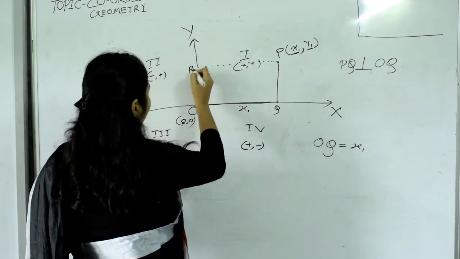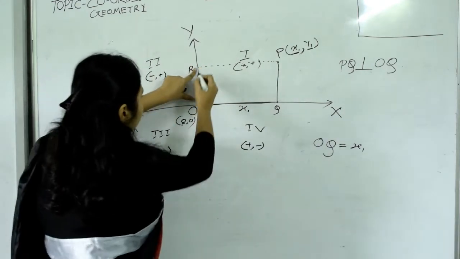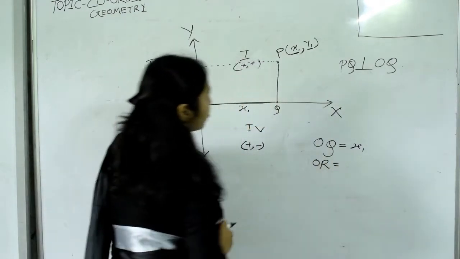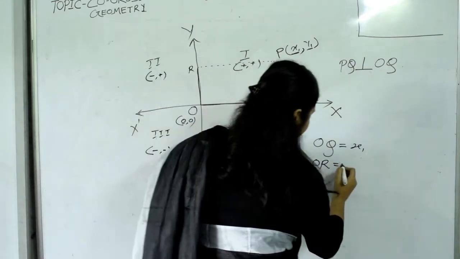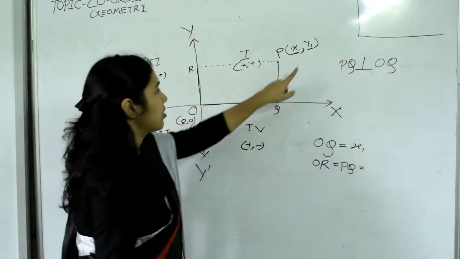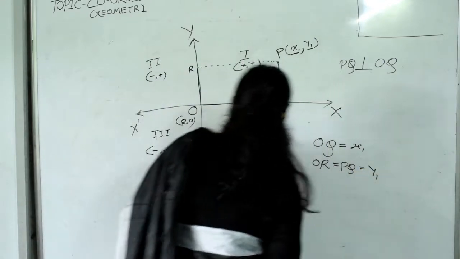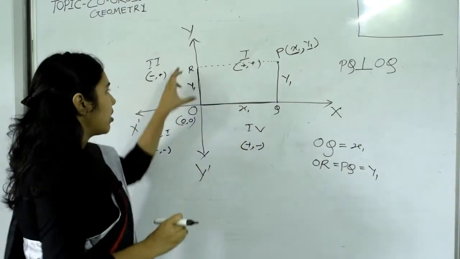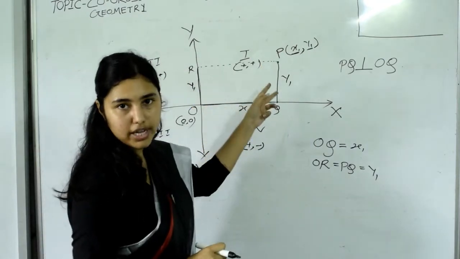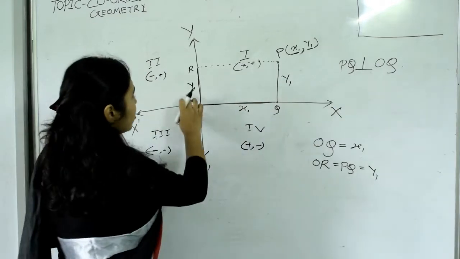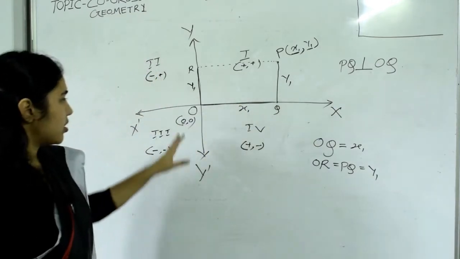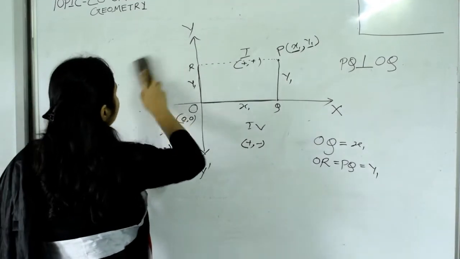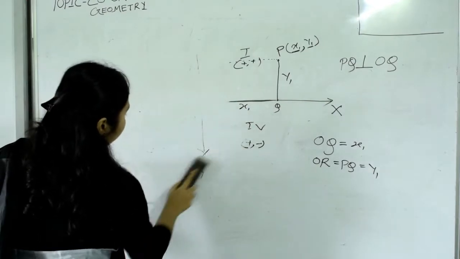Suppose this is a point R, then this length OR is equal to this length PQ, right? This is y1. These two lengths, RO and PQ, are equal and the value is y1. Okay, so is this clear? Now we will find the distance between 2 points.